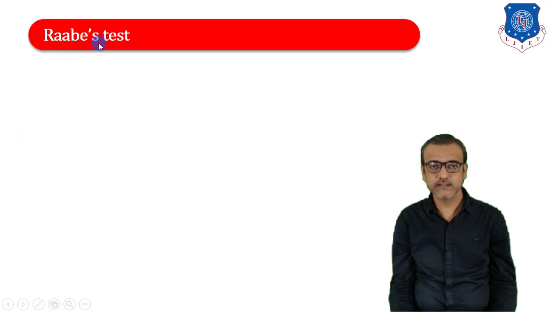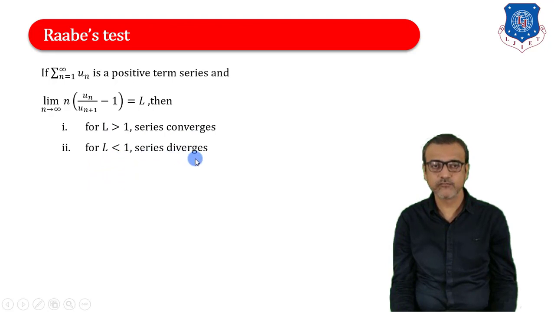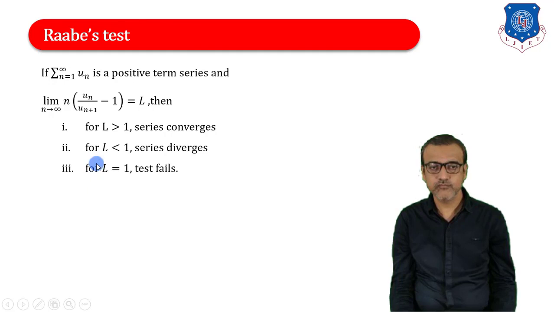Now we will see the next test, that is Raabe's test. If sigma n is from 1 to infinite un is a positive term series and limit n tends to infinite n into bracket un upon un plus 1 minus 1 equals L, then first condition: for L greater than 1 series converges; second condition: for L less than 1 series diverges; third condition: for L equals 1 test fails. So this is the statement of Raabe's test.